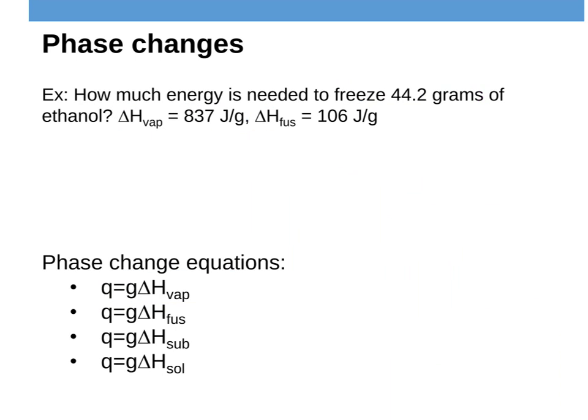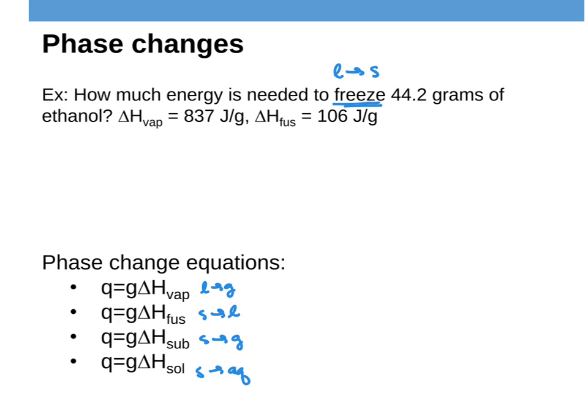Now let's do another one. So now in this one, how much energy is needed to freeze 44.2 grams of ethanol? Now we're saying that I need to freeze something, right? Which I know is going from liquid to solid. But if I go back here, right, vaporization is going to be liquid to gas. Fusion is solid to liquid. Sublimation is solid to gas. And this is solid or liquid or something going to aqueous.